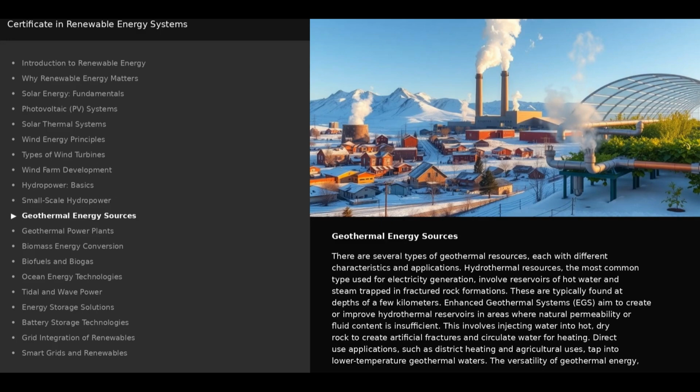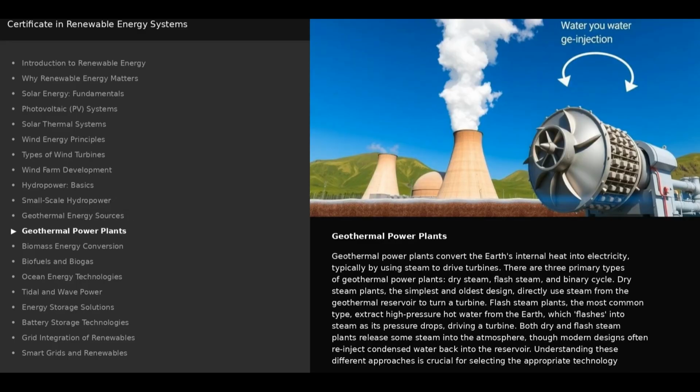Direct use applications, such as district heating and agricultural uses, tap into lower temperature geothermal waters. The versatility of geothermal energy, from direct heat to electricity, makes it a valuable and reliable renewable resource, offering continuous power independent of weather conditions.